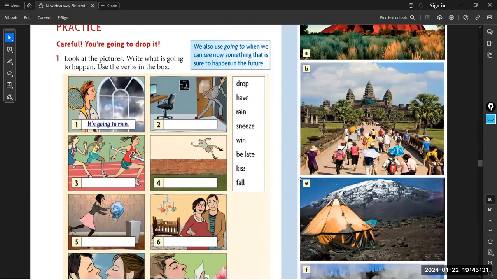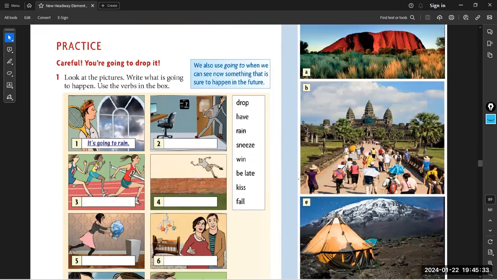Okay. Now let's use going to only if the action is going to happen right now, only right now. This is it. So if the action is going to happen right now, you can use going to. But if it is in the future, it will be a plan. So please keep it in your mind. Now we have these verbs in this box, and we have to use going to plus these verbs to express the pictures.